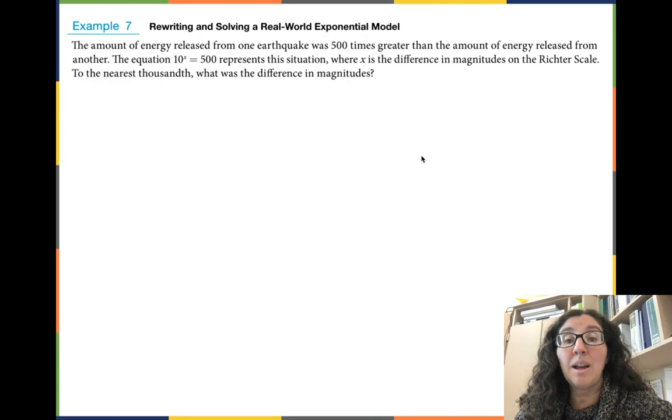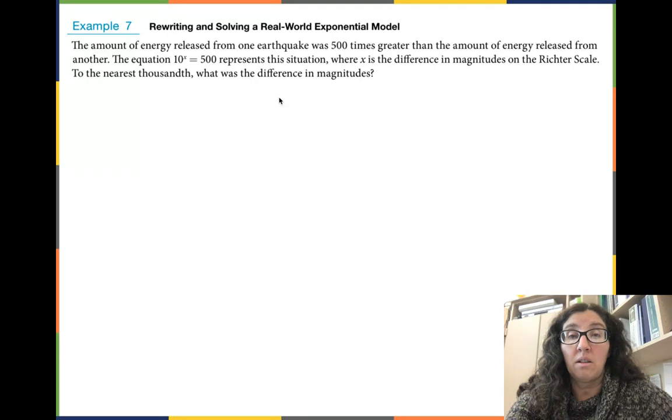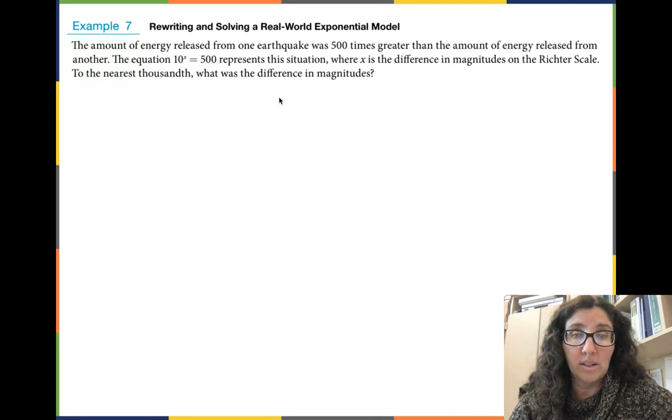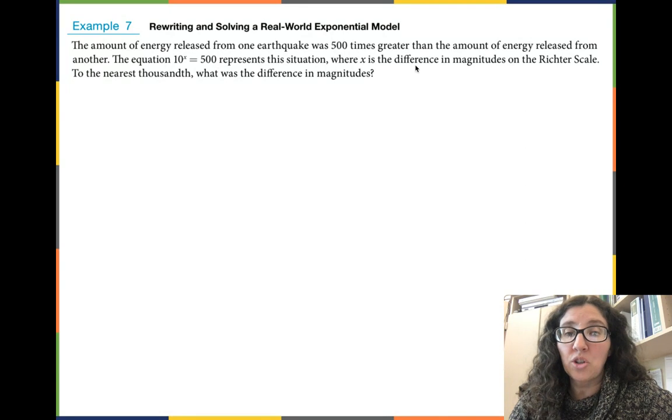All right, here's an example. Logs are actually used quite often in the real world. One place they're used is for the Richter scale, for earthquakes. The amount of energy released from one earthquake was 500 times greater than the amount of energy released from another earthquake. The equation 10 to the x equals 500 represents the situation where x is the difference in magnitudes on the Richter scale. To the nearest thousandth, what was the difference in magnitude?